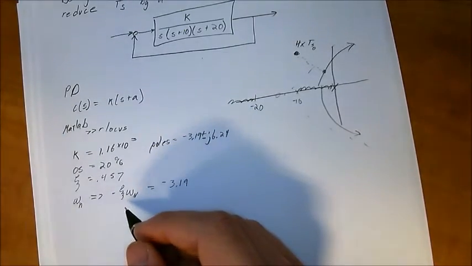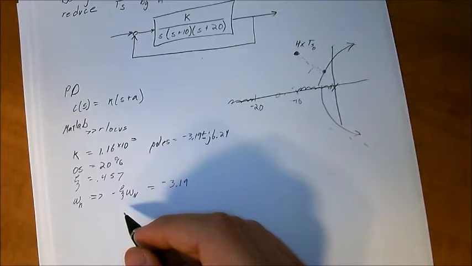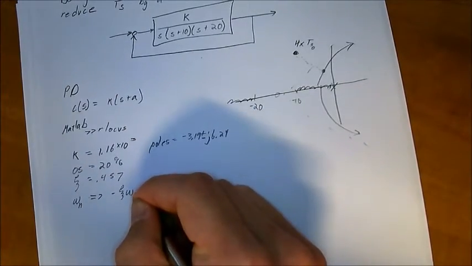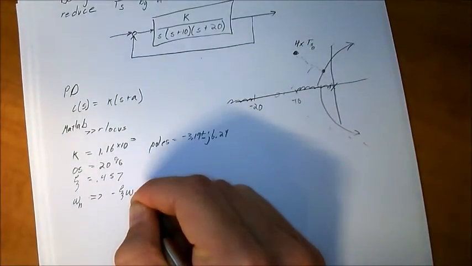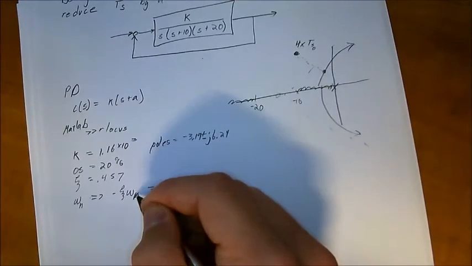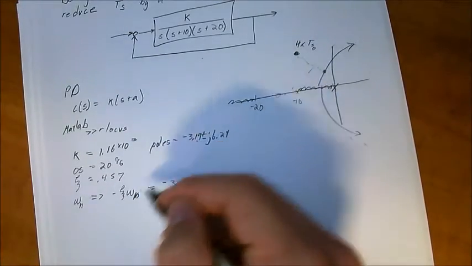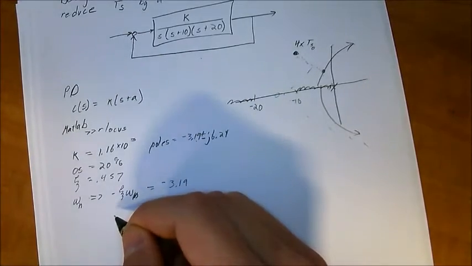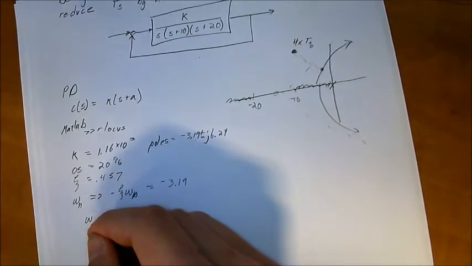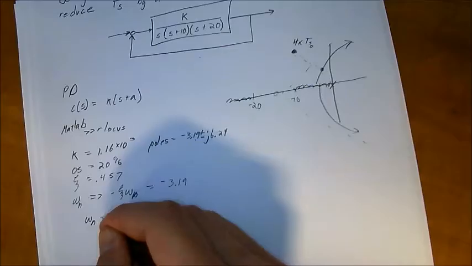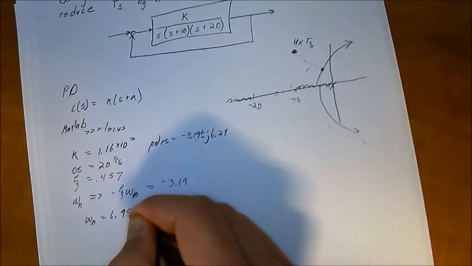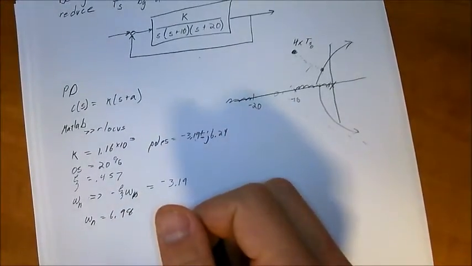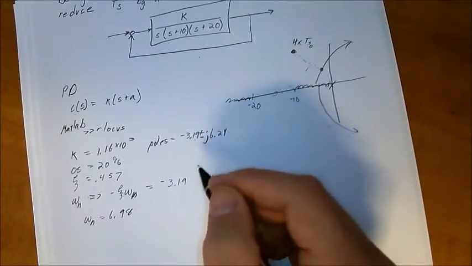Omega n, omega d. Wait a second, I made a mistake. This is omega d. Sorry. You use this value, you bring it down here into this equation, and then you multiply by zeta, and you'll get the value that you want. So omega n will end up equaling 6.98 when you do that all out there.